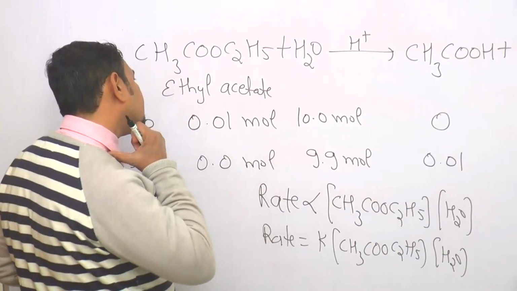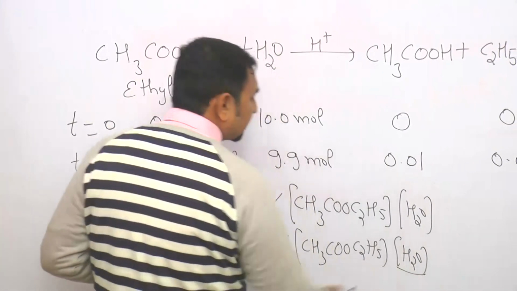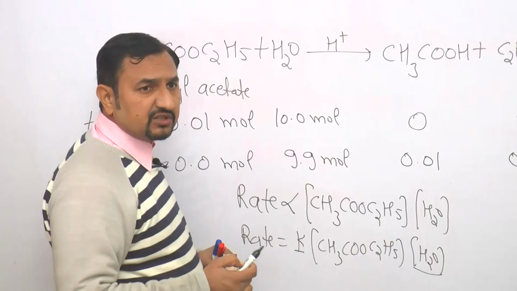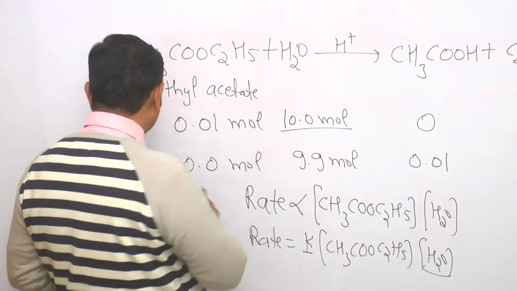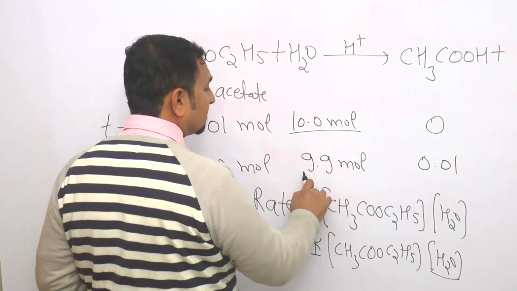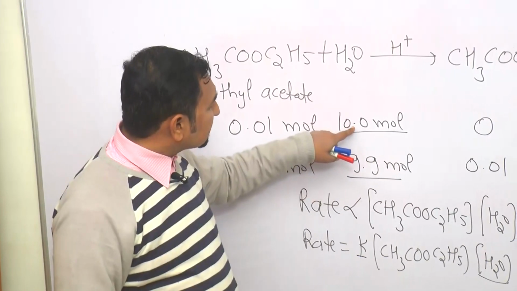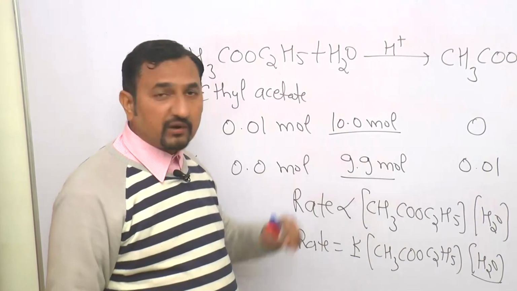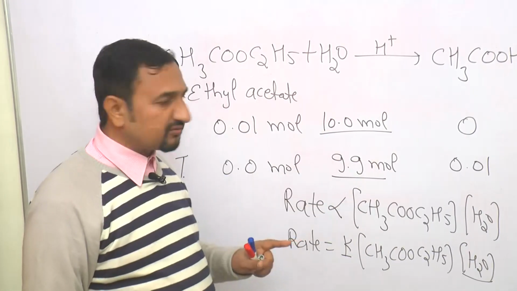Why is the order of the reaction not 2? Because this is the rate constant, and the concentration of water is also constant during the course of the reaction. The initial concentration of water is 10 mole, and after time t, after completion of the reaction, the concentration of water is 9.9 mole. Now there is no difference between 10.0 mole and 9.9 mole. It means the concentration of water remains constant during the course of the reaction.